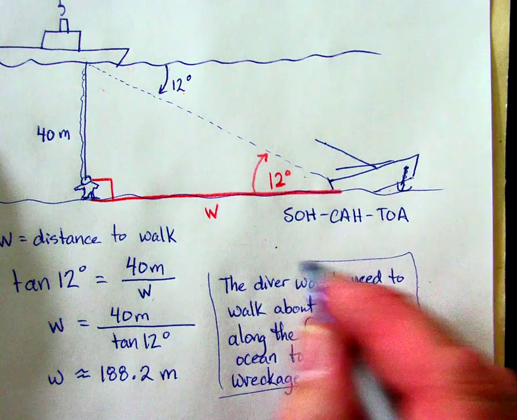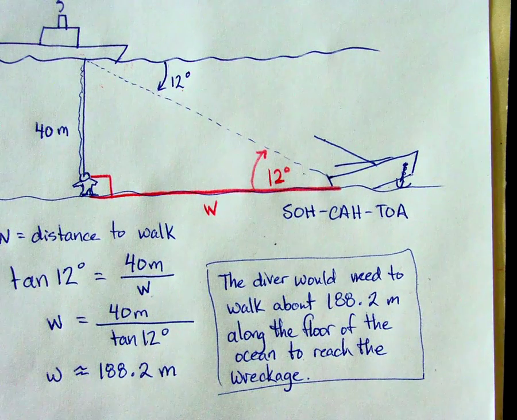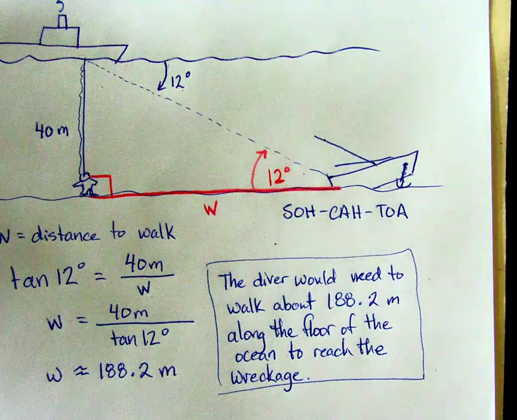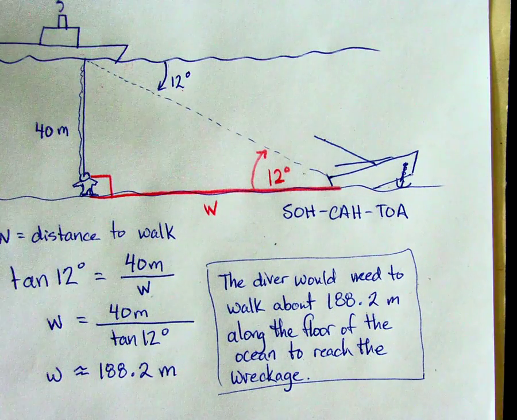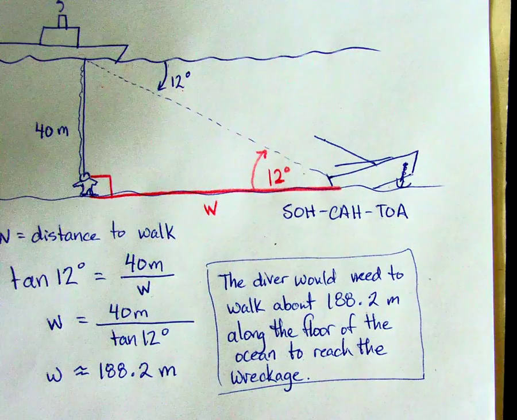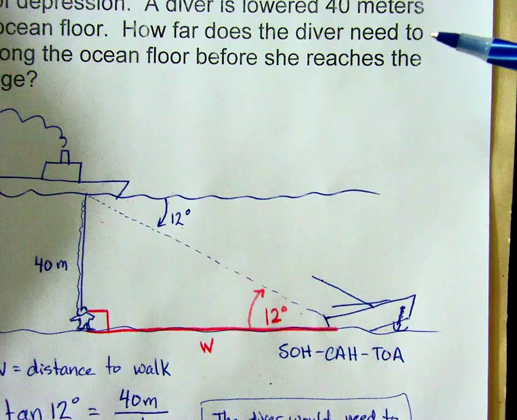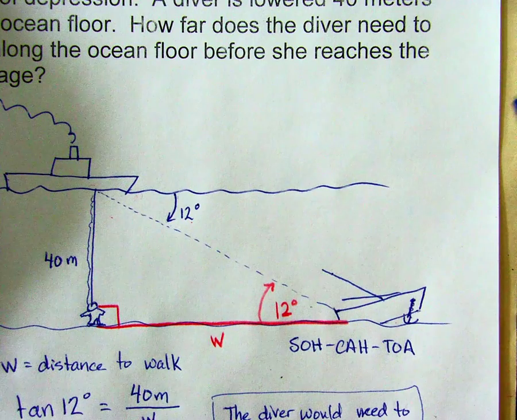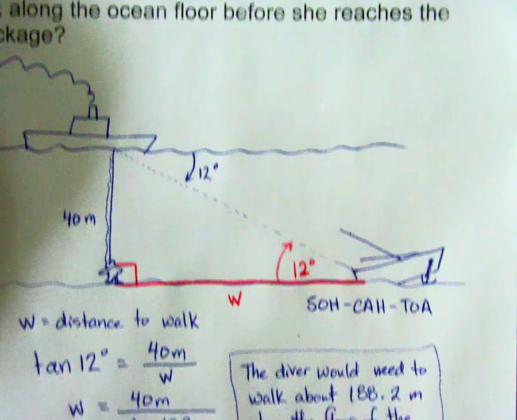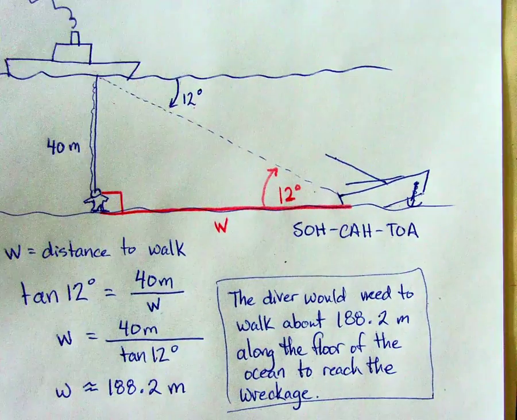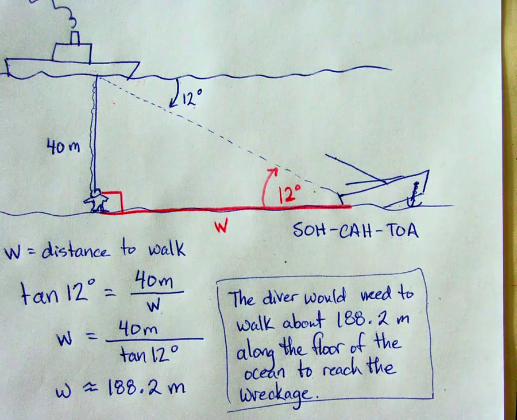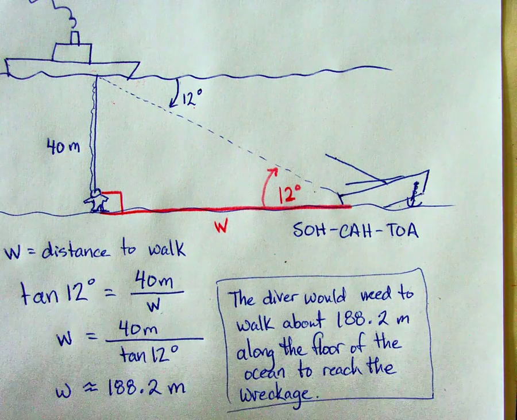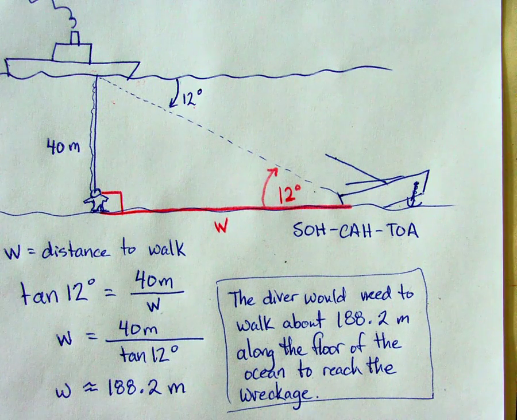Okay, we are expecting you to write out your answers in sentences here, folks. Part of this is a communication thing. Remember, thinking about a word problem given to us in sentences, our answer should be written out in sentences. So basically, it's just restating the question as an answer. How far does the diver need to walk along the ocean floor before she reaches the wreckage? The diver would need to walk about 188 and 2/10 meters along the floor of the ocean to reach the wreckage. So it's just rephrasing that question into an answer. Those are the two problems.